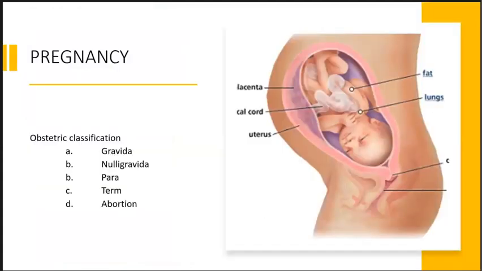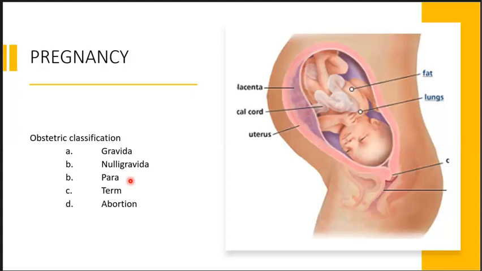In terms of obstetric classification, you want to classify the mother as either a gravida. Gravida, you are looking at the total number of pregnancies, regardless of duration, and it also includes the present pregnancy. So you want to know the total number of pregnancies, regardless of duration, inclusive of the present pregnancy. She could also be nulligravida, which is a woman who has never been pregnant. Again, you also want to know what para is and how you can use that in obstetric classification.